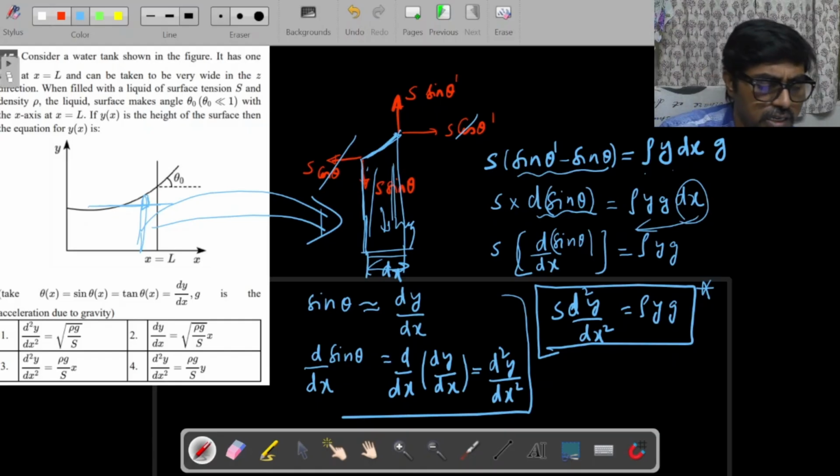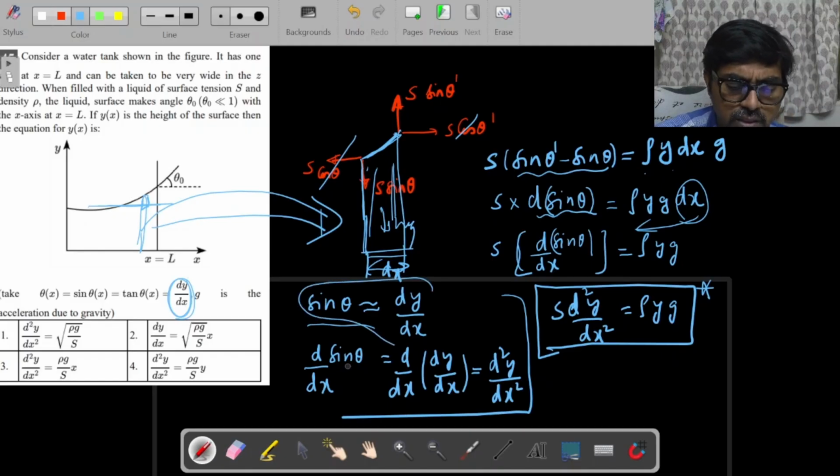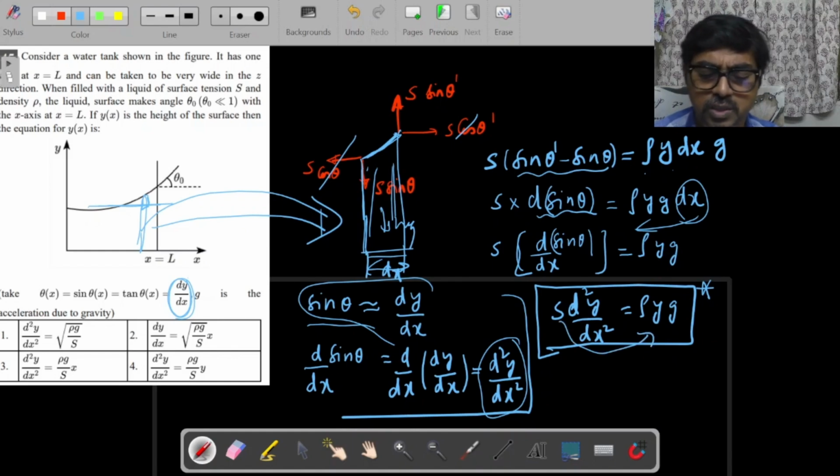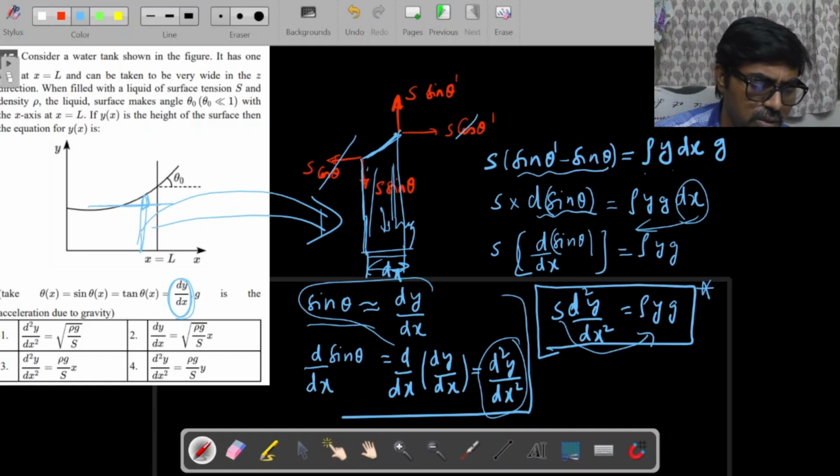But they also said in the bottom there, you see, sin theta is almost equal to tan theta, which is almost equal to dy by dx. So, wherever I have sin theta, I will write it as dy by dx there. So, d by dx of sin theta becomes d by dx of dy by dx, which is nothing but d square y by dx square, just to get the double derivative there. So, if I substitute there, S into d square y by dx square is going to be rho y g. You take S this side, you will get rho y g by S. That's going to be the answer. That means option 4 would be the correct answer to it.